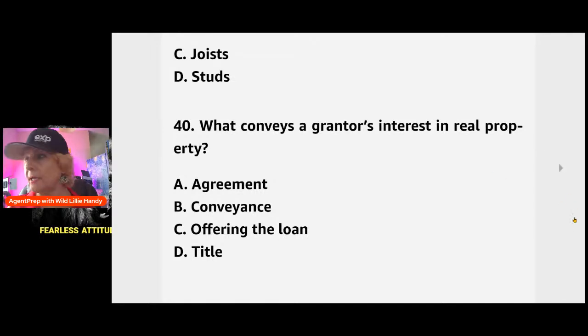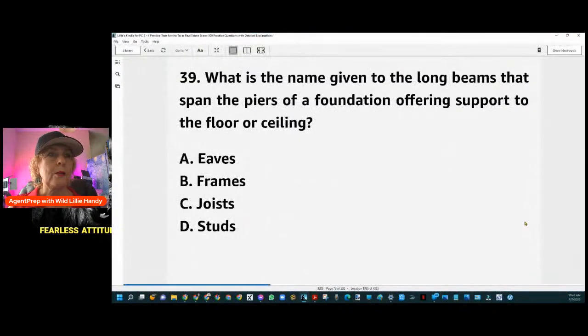Okay, so that's the end of our national questions. So take a moment and break as I shift to our Texas state questions, okay? And anyone watching the replay, just fast forward.